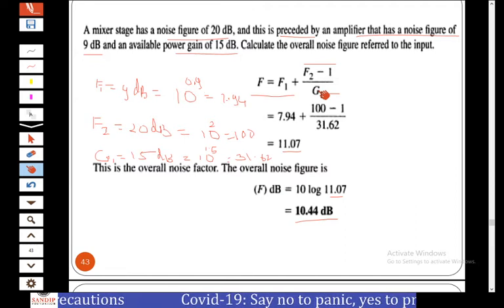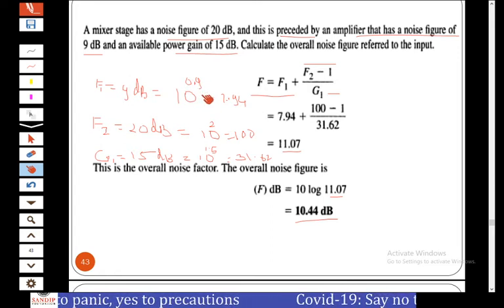Noise figure is nothing but the noise factor in dB. Noise factor itself is a power ratio, so we need to convert this dB into the power ratio and then put the values in the formula. This can be done by taking the antilog of the given data. Here F1 is given as 9 dB. So the antilog is 10 raised to 9 divided by 10, which is nothing but 10 raised to 0.9, which is equal to 7.94.